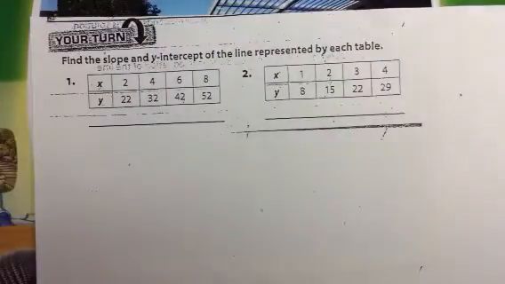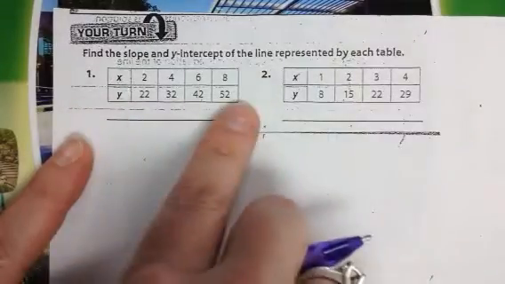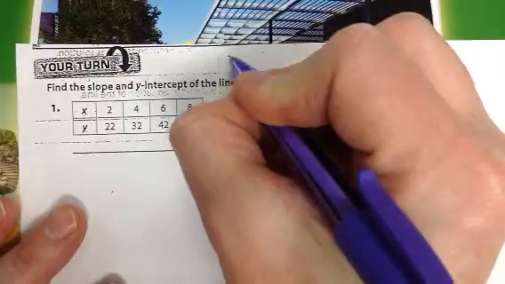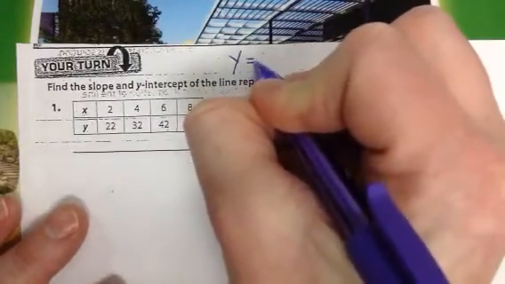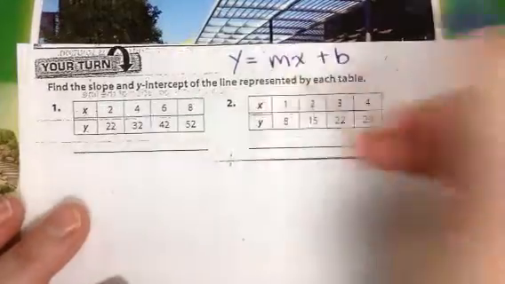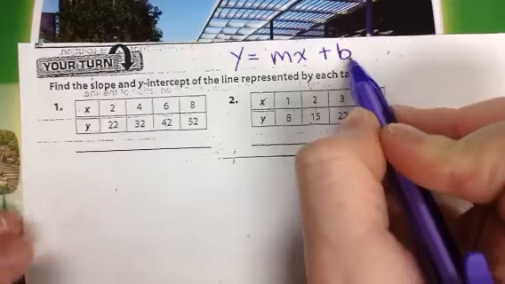So I'm going to show you how to get the slope out of a table that does not have a constant. So since I know this does not have a constant, I know it's non-proportional, so I'm going to write this equation. y equals mx plus b. Remember, m is our slope and b is our y-intercept.